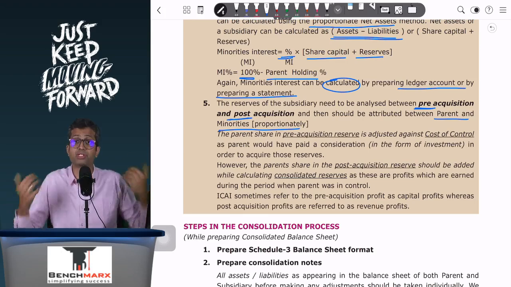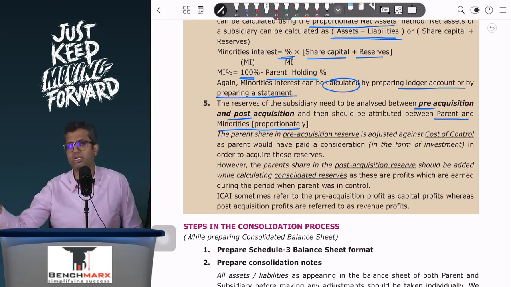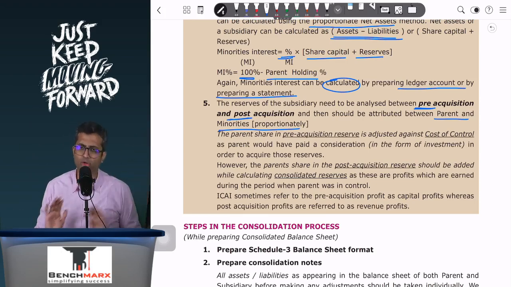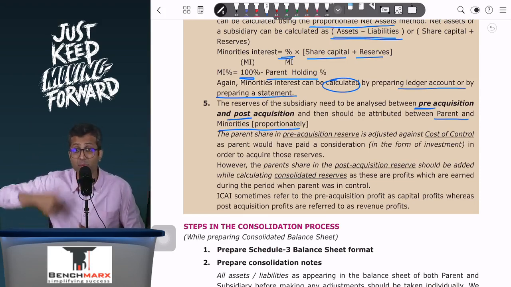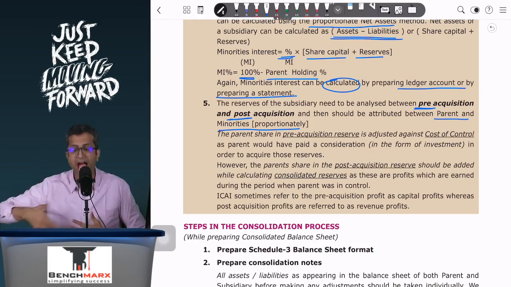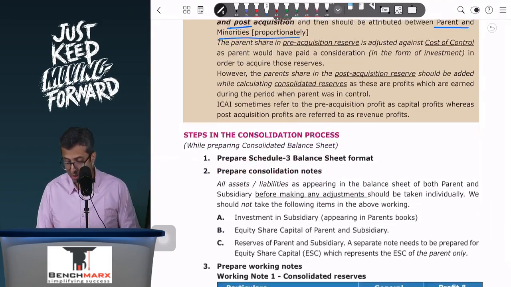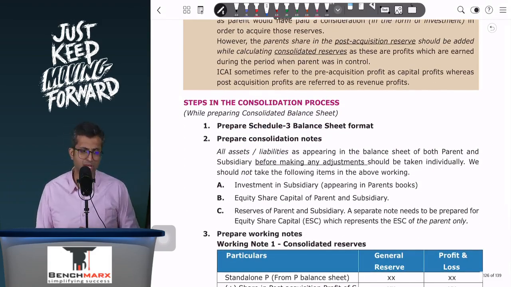These are revenue profits earned under my control, whereas the 30% additional will be attributable to minorities. Usually the goodwill as determined on the acquisition date will continue to remain the same. However, minorities interest will keep on changing as you keep on getting more and more profits, and even there can be possible losses.